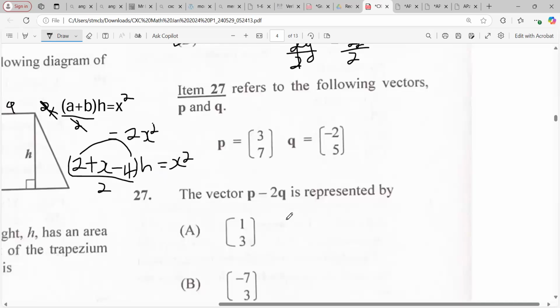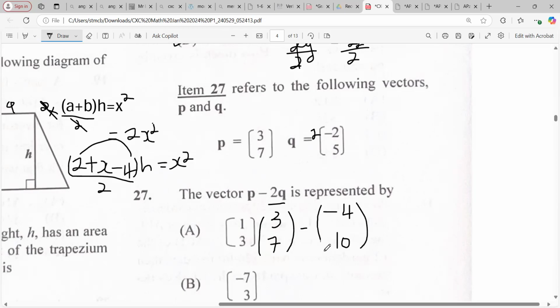So you have P first, so write it back. Because they didn't do anything to P, they just wrote P alone, right? And then you say minus 2Q. So what we have to do is multiply 2 times Q. So 2 times that, negative 4. 2 times 5, positive 10. And of course, you close your bracket.